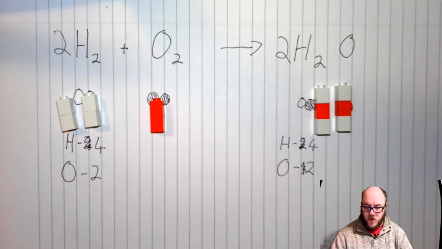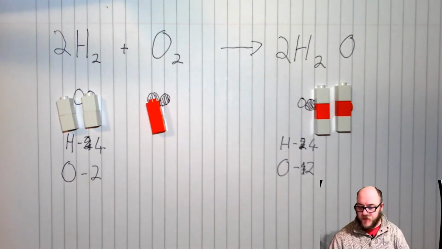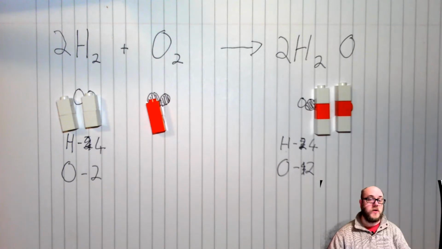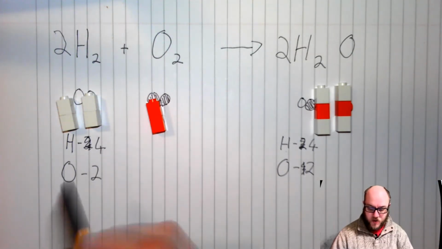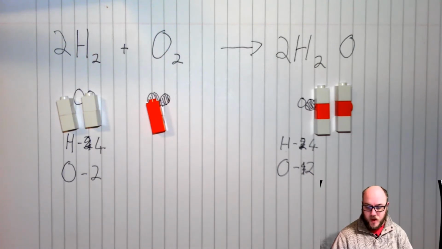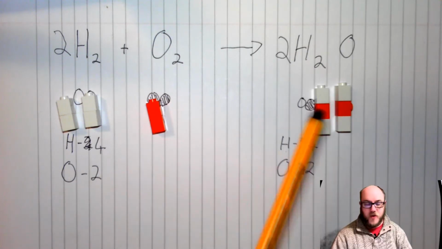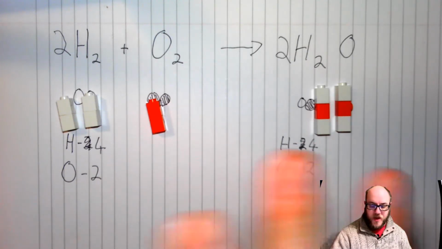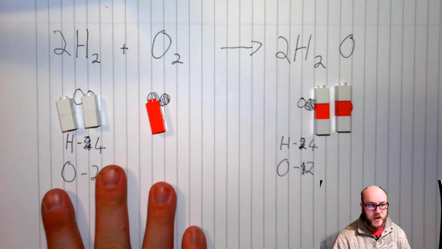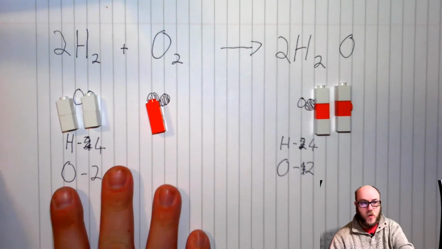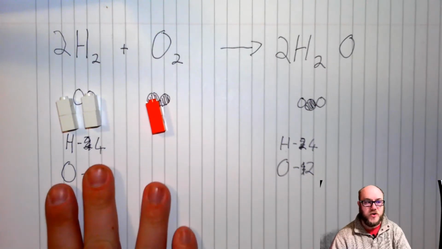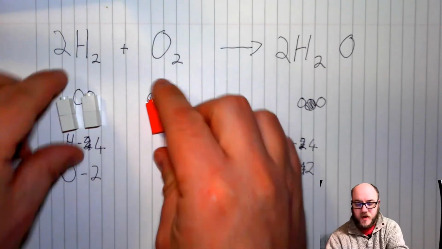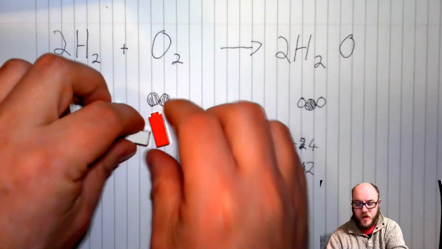And I have 1, 2 oxygen atoms and 1, 2 oxygen atoms. So I've got the same on either side. I've now got 4 hydrogens here and 4 hydrogens there, 2 oxygens here and 2 oxygens there. Remember that this is what happens before the reaction, and then during the reaction what's actually happening is these 2 hydrogen molecules are reacting with this 1 oxygen atom molecule.